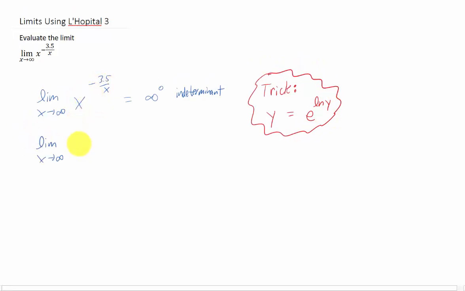If we rewrite this as e to the natural log of x to the power negative 3.5 over x, you'll notice that that was a legal maneuver because the exponential and the logarithm just cancel each other out, so these two lines are the same.